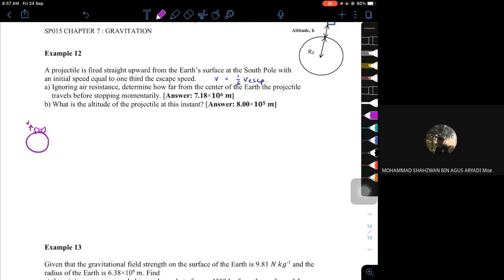Baru nak vroom keluar daripada earth kan. So masih dekat surface lagi lah. Lepas tu this is our initial. Okay, dekat final, obviously dia tak boleh escape lah. So tak boleh lah cakap dia dekat infinity ataupun dekat infinity yang kita buat derivation tadi kan. Cannot. What happened? Dia pergi keluar je tapi dia stop momentarily.